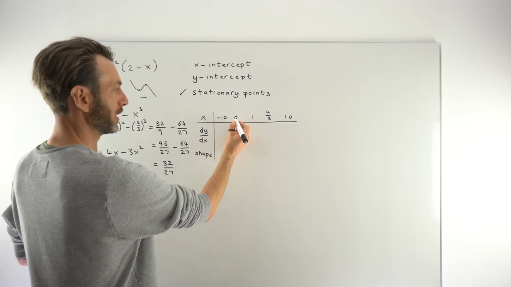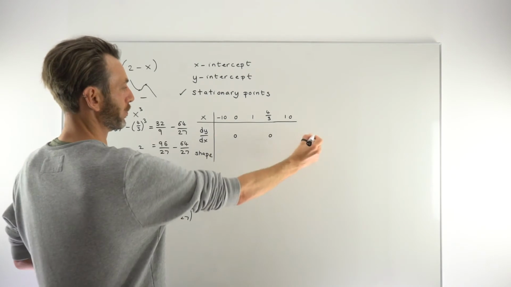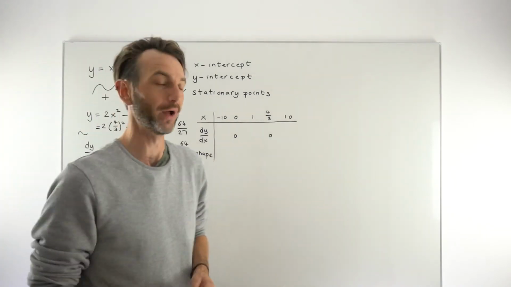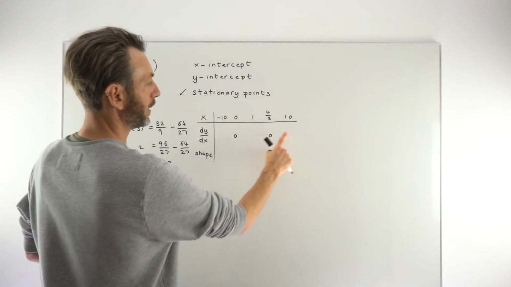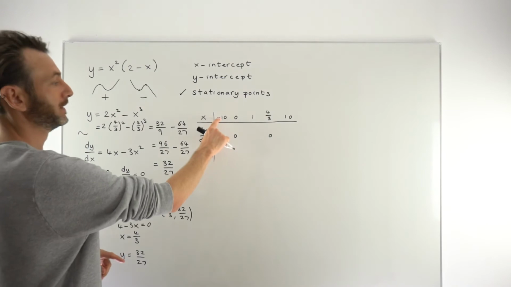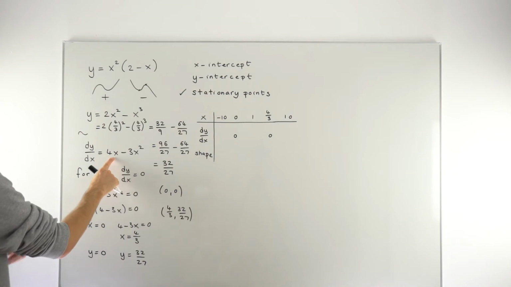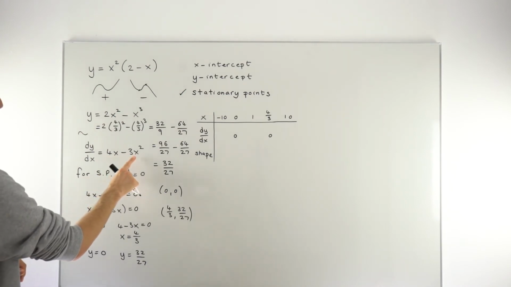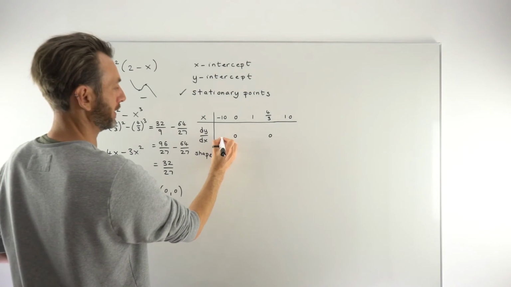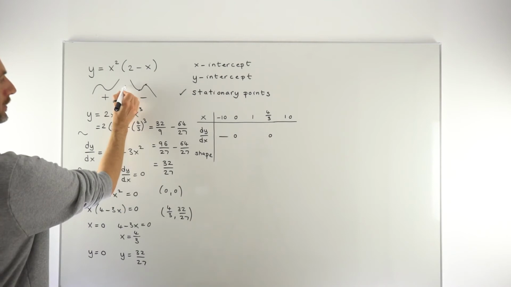So underneath your stationary points, 0 and 4 over 3, you can just put in a 0 in the derivative row because we know the derivative is 0 at those points. Now we need to know whether these are positive or negative. We don't need the actual numbers, just whether they're positive or negative. Negative 10, remember we're subbing this into our derivative, which is here. Negative 10 times 4 is negative 40, but negative 10 squared is positive 100, times minus 3 is minus 300, so 40 minus 300 is negative, which is what we thought it would be, because the graph here has a negative slope.